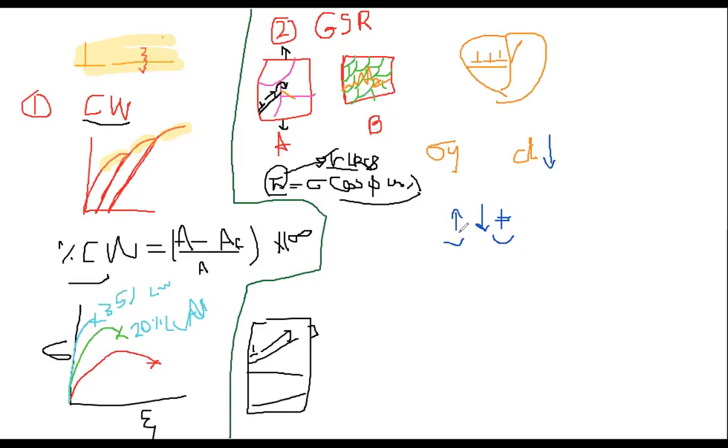Here we are talking about the yield strength of the material. Yield strength of the material is the strength at which the plastic deformation will start, at which the dislocations will slip.